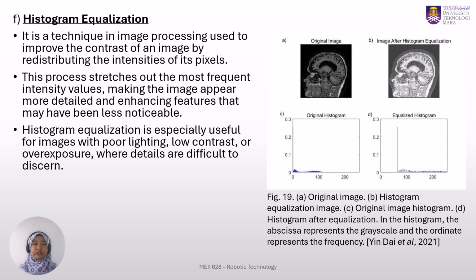Histogram equalization is used to boost contrast, especially when you play around with low light images, for example X-ray images, where you need to enhance the features in the image. So you play around with its histogram. Histogram equalization is a technique in image processing used to improve the contrast of an image by redistributing the intensities of its pixels throughout the image. This process stretches out the most frequent intensity values, making the image appear more detailed and enhancing features that may have been less noticeable.